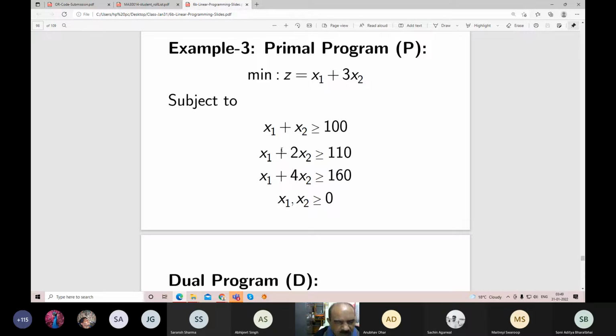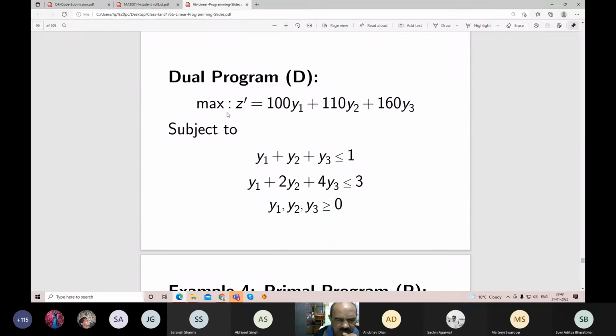With respect to this problem, we have a maximization type of objective function, and there are three different constraints. We'll have dual variables y1, y2, and these two constraints are less than or equal type. This is the problem: maximization of z dash, 100 y1 plus 110 y2 plus 160 y3, subject to y1, y2, y3 less than or equal to 1, and y1 plus 2y2 plus 4y3 less than or equal to 3. Which method will apply to this dual problem?